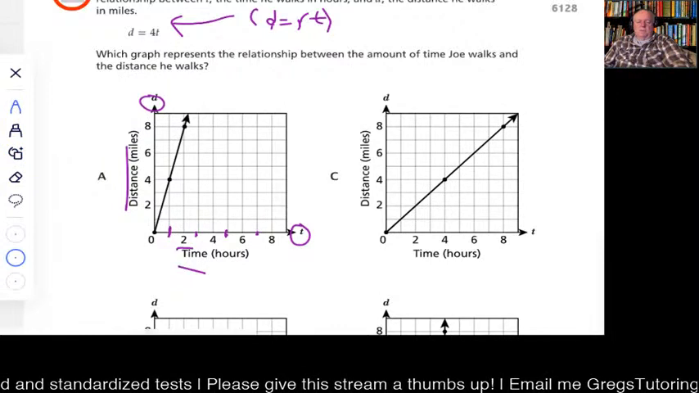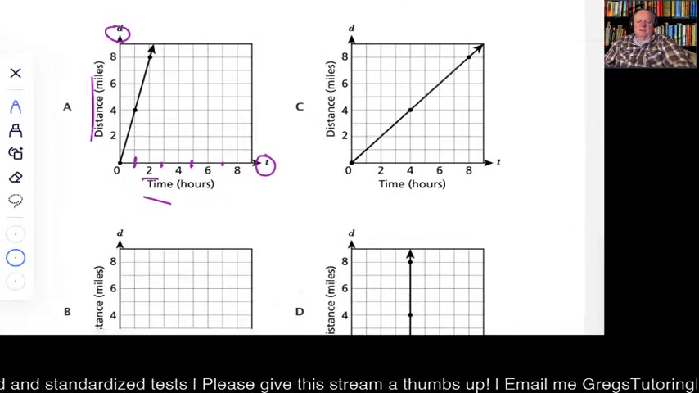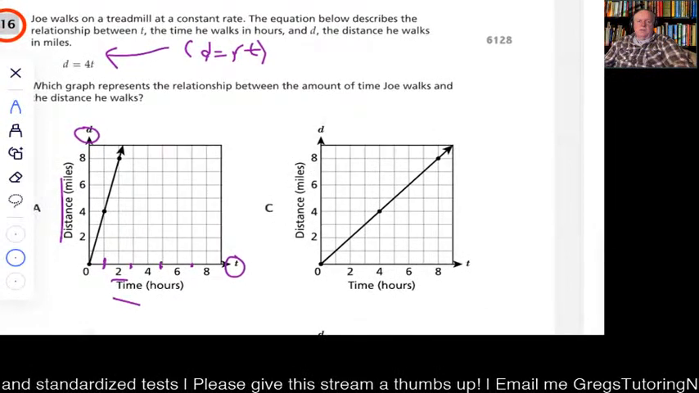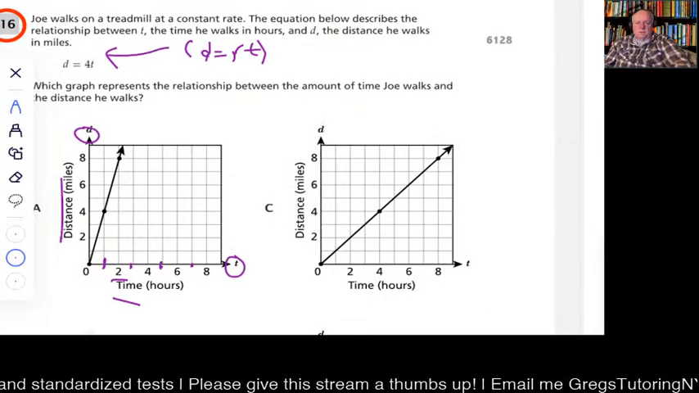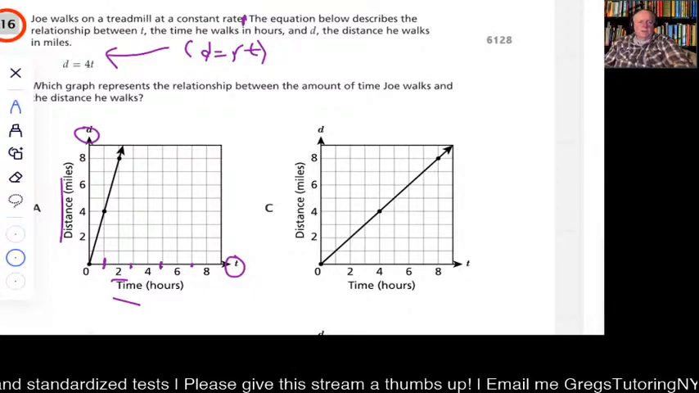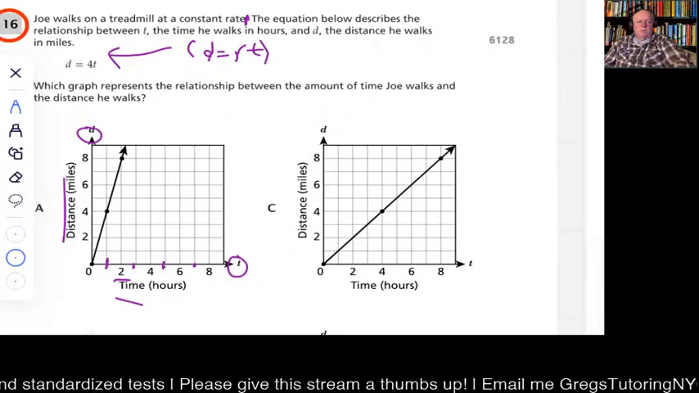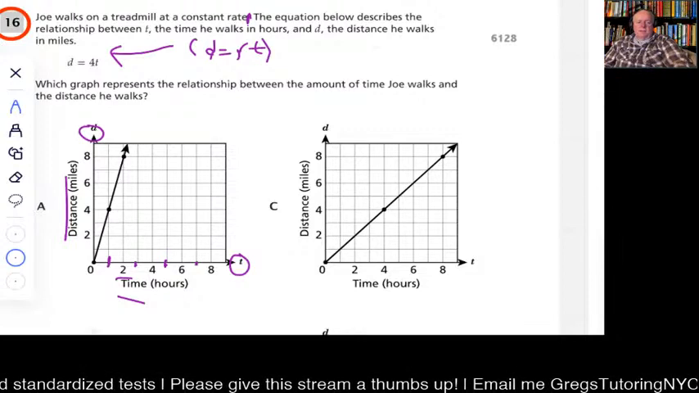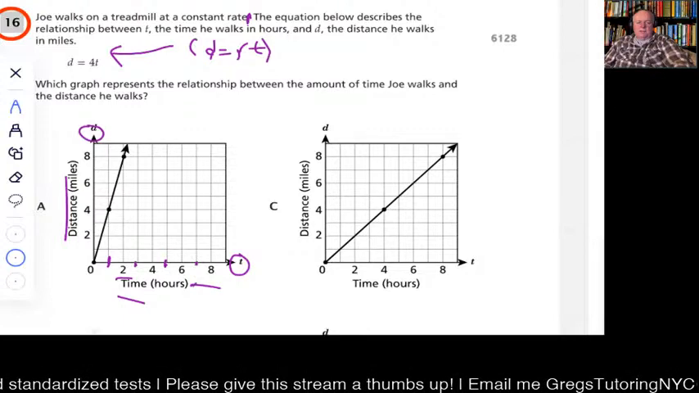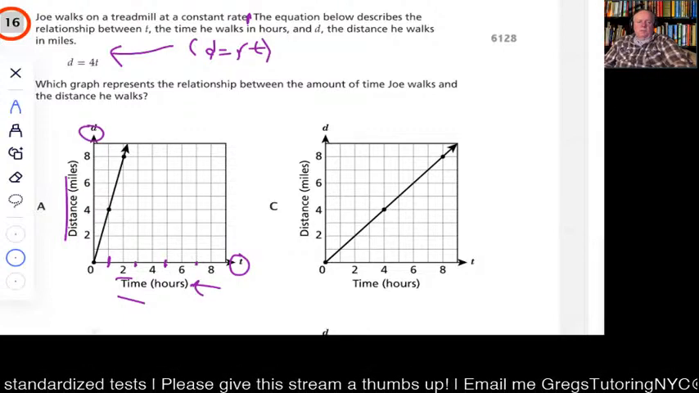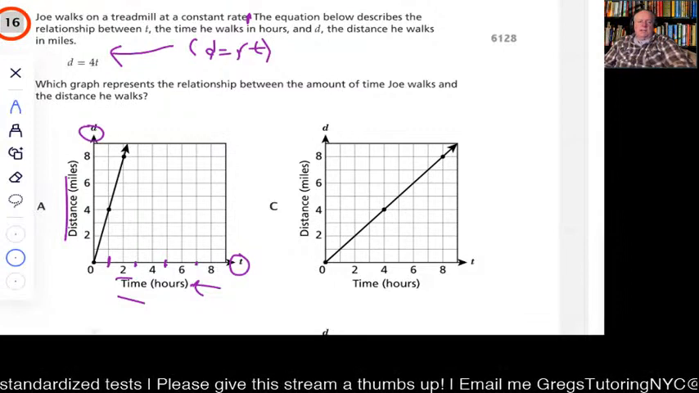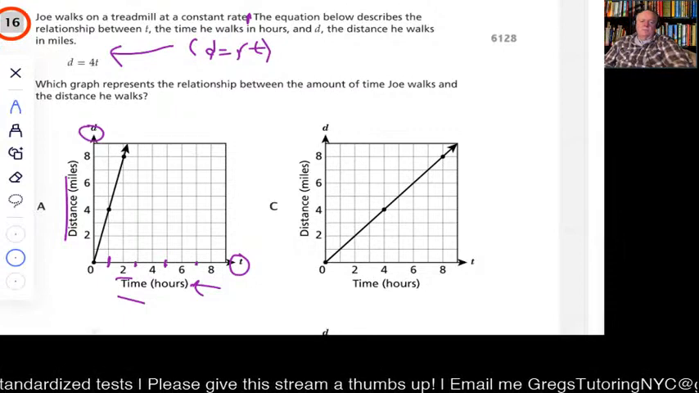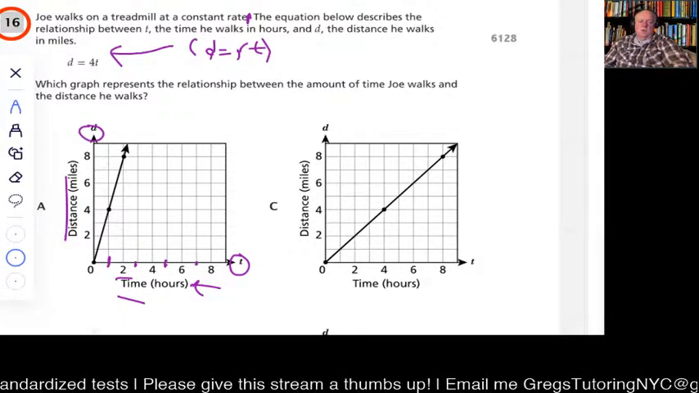All right, now that we ripped apart what we're seeing, let's finally go and look at the words. Joe walks on a treadmill at a constant rate. Joe's a great guy, right? The equation below describes the relationship between T, the time he walks in hours, right? And if you go to graph A, that's kind of what it's showing here. So that's confirming that T is the time he walks in hours. He's on a treadmill. He's not running. He's not jogging. He's just walking for a certain amount of time, okay? And D, the distance he walks in miles.